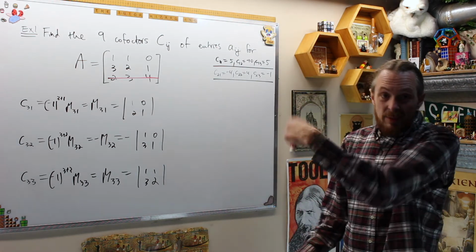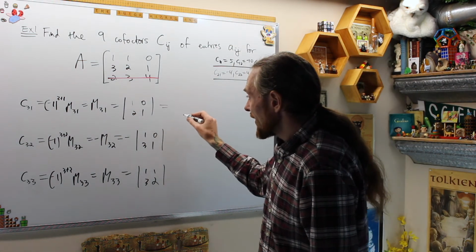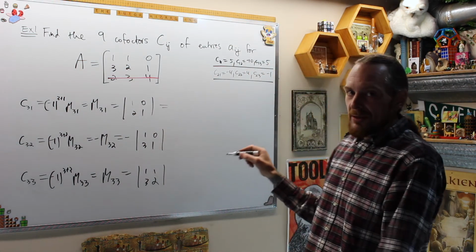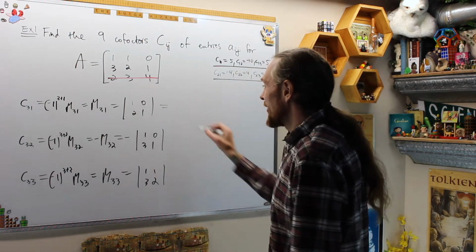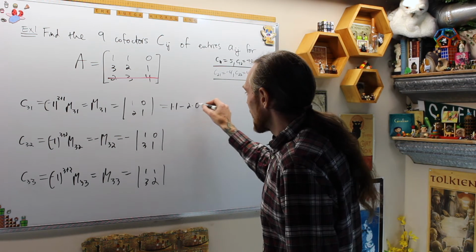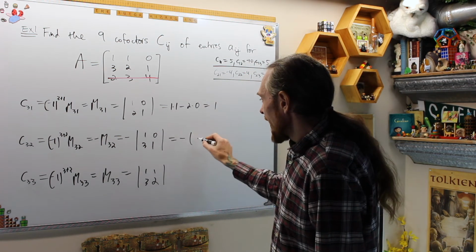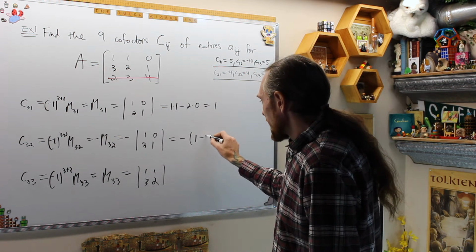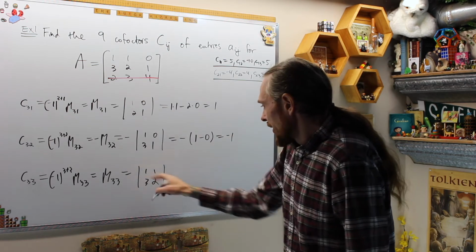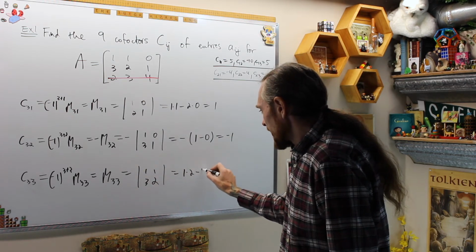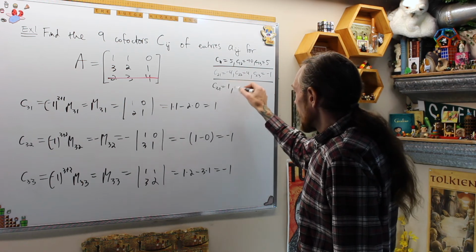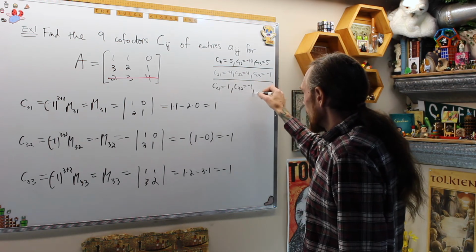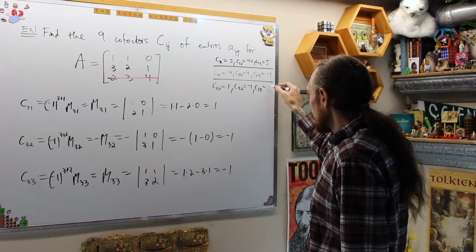Now that I've done that, compute the 2 by 2 determinants, AD minus BC. A11 minus A12 times A21? AD minus BC is much catchier. 1 times 1 minus 2 times 0, which is 1. This is negative 1 minus 0, which is negative 1. And this is 1 times 2 minus 3 times 1, which is negative 1. So C31 was 1, C32 was negative 1, and C33 was also negative 1.